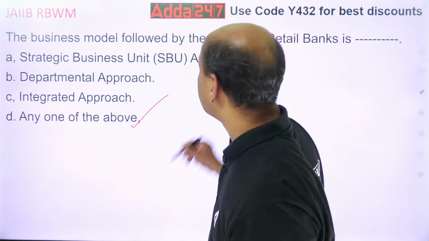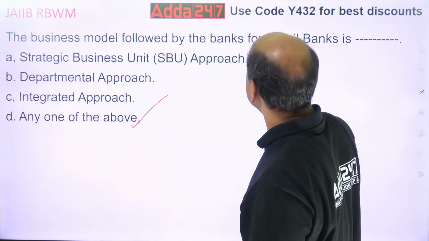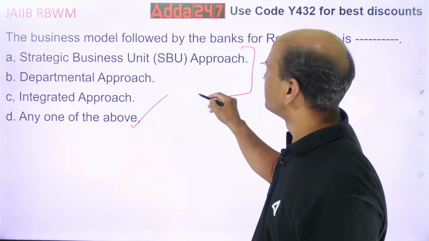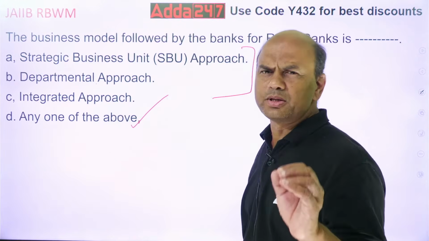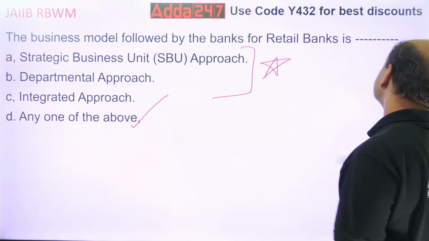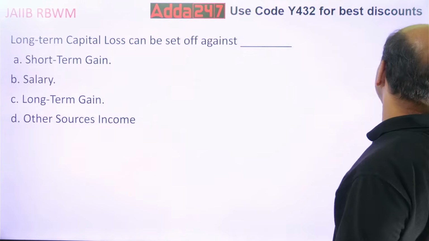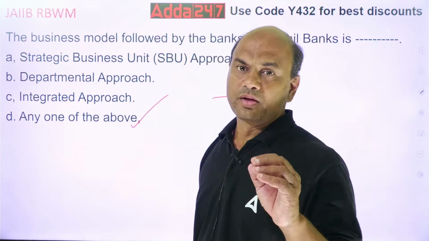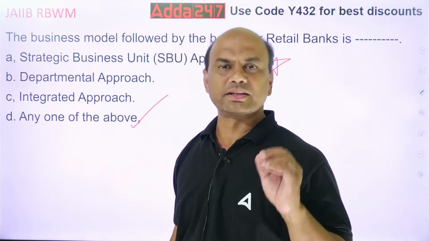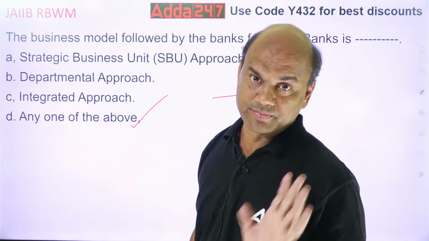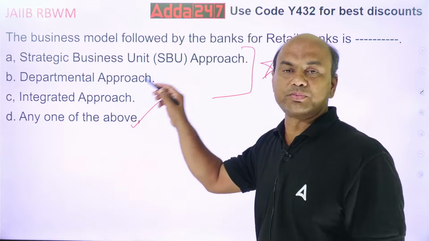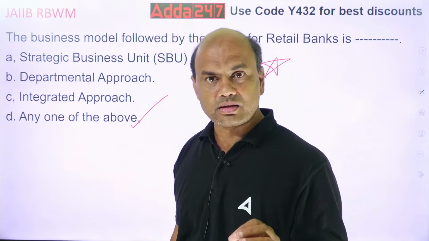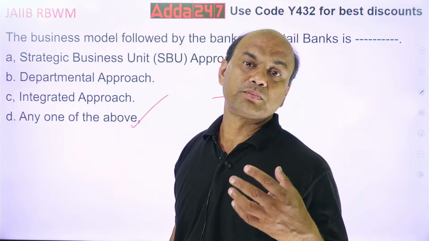In exam, compulsory, this is the question. This means either this one or any of these, 1, 2, 3. Compulsory question in exam. I'll explain all these 3. Mind it, you will see it in the exam. Be sure about it. SBU approach means that approach in which every unit is a profit center.